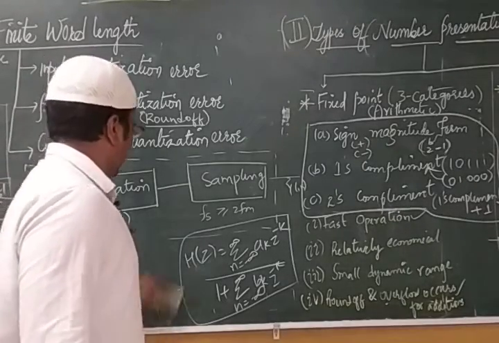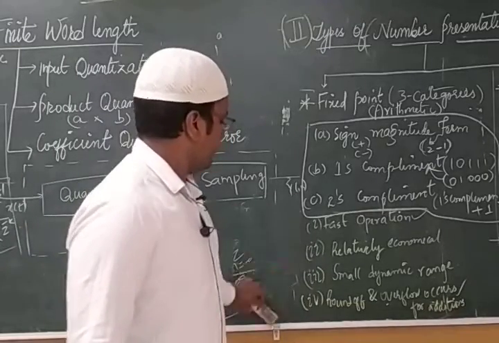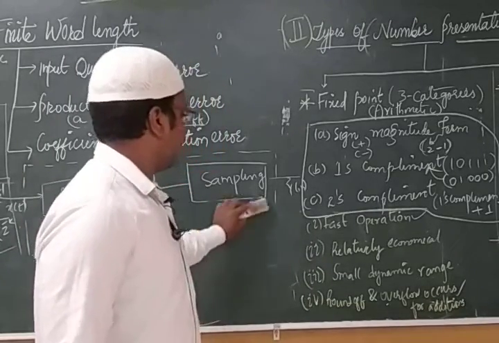So just note down these errors, whatever I have said orally, and write the theory points for it.